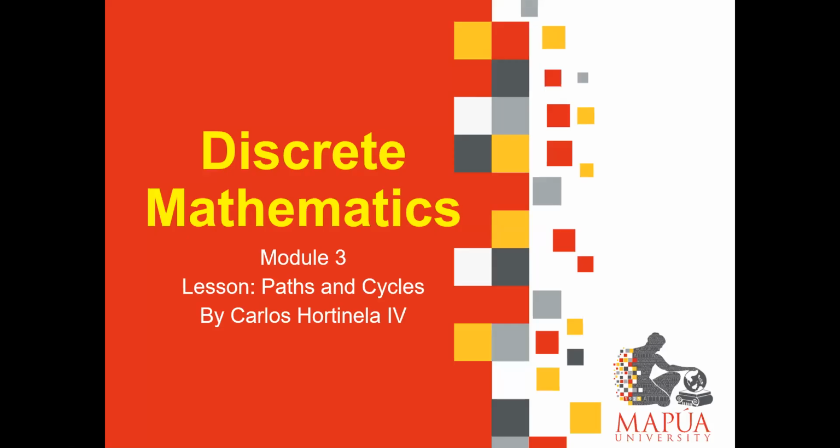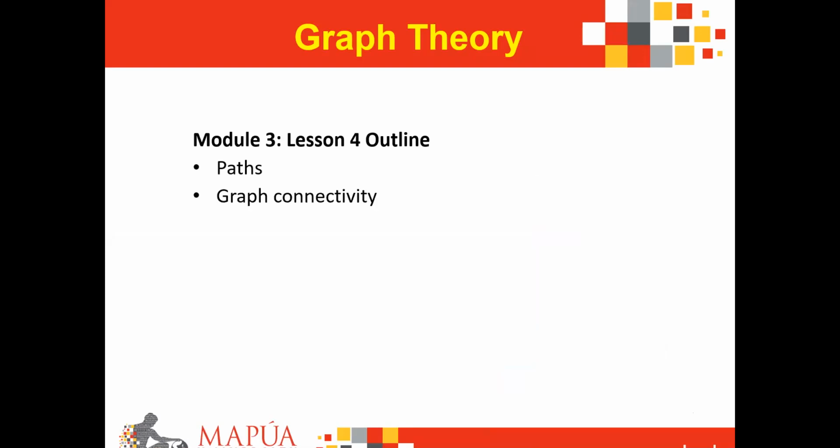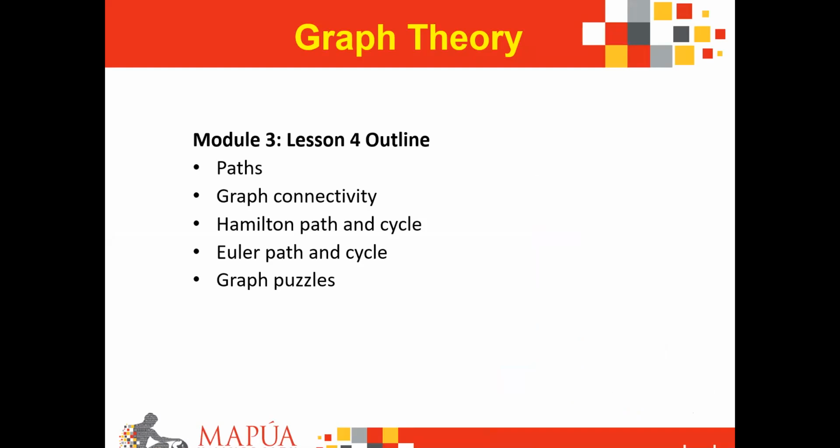Module 3, Lesson 4, Paths and Cycles. For this particular module, we will be covering the definition of paths, graph connectivity, the different types of cycle, which is the Hamiltonian path and Hamiltonian cycle, the Euler path and Euler cycle, and finally dealing with different graph puzzles.